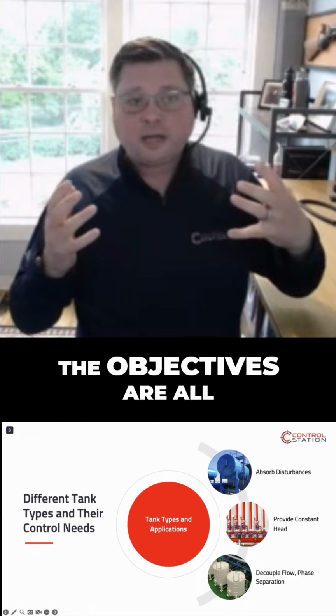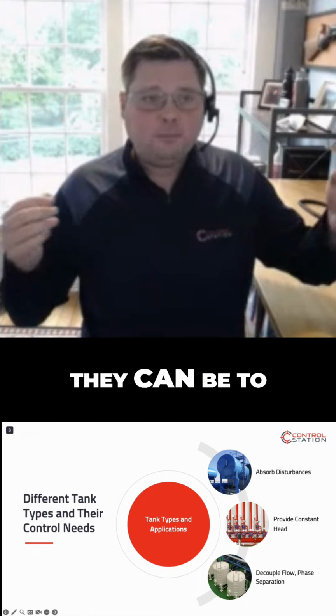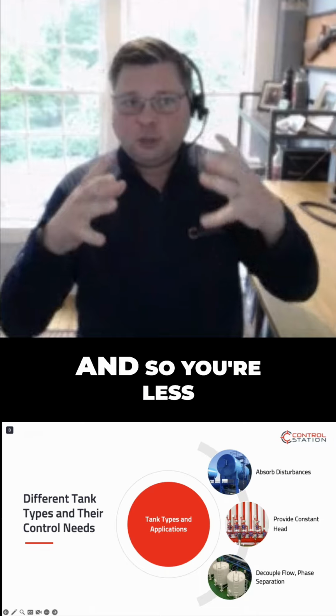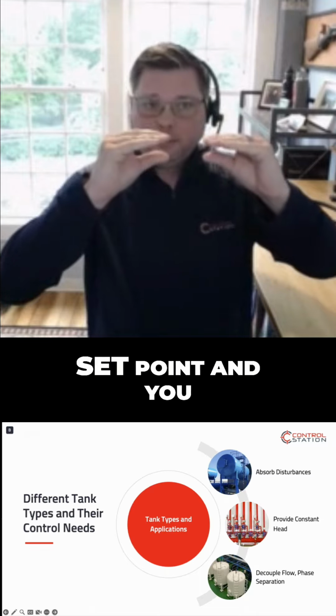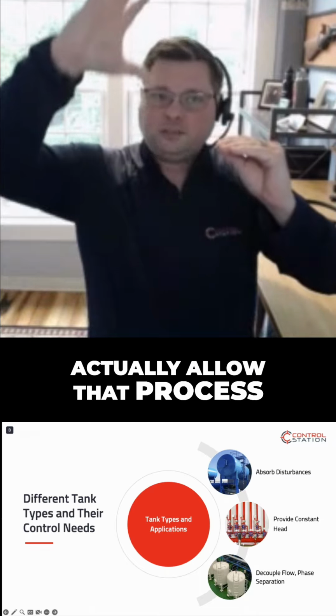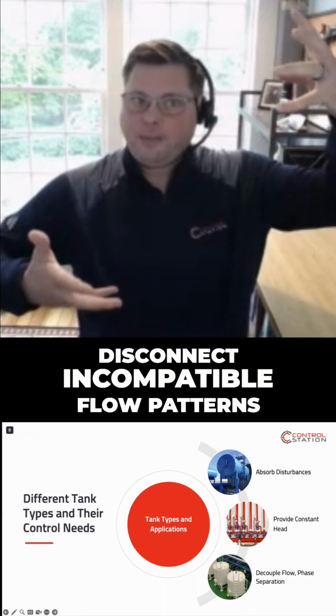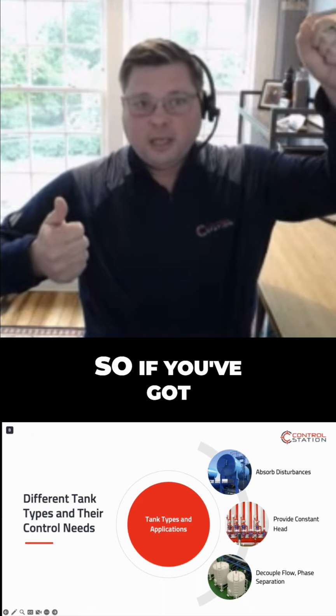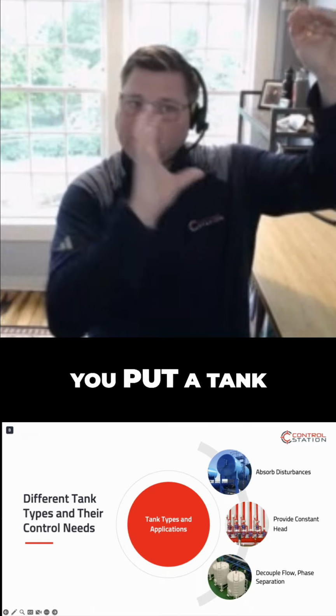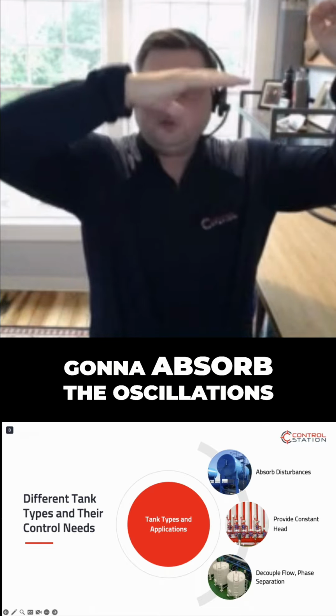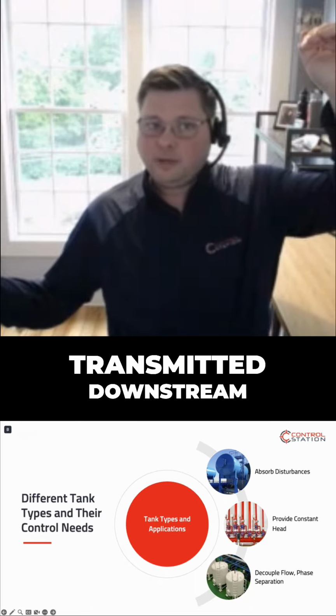Level control, the objectives are all over the place. They can be to absorb disturbances, and so you're less concerned with a tight set point, and you actually allow that process variable to move to try to disconnect incompatible flow patterns, right? So if you've got an oscillation here, you put a tank in the middle, and that tank is going to absorb the oscillations so they don't get transmitted downstream.